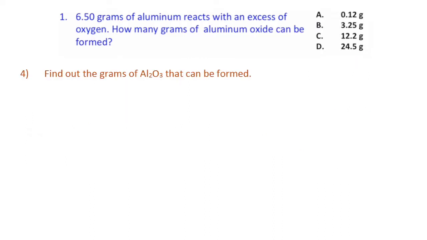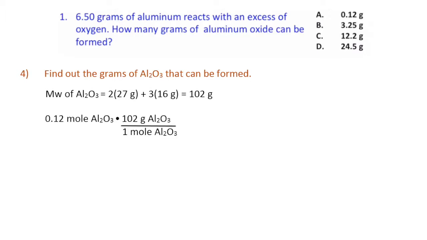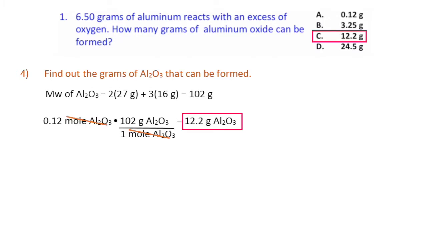And now we find out the grams of aluminum oxide that can be formed. So the molecular weight of aluminum oxide is 102 grams. We can multiply 0.12 moles of aluminum oxide, which we found before, by 102 grams. And we should get 12.2 grams of aluminum oxide that can be formed, and that's answer choice C.